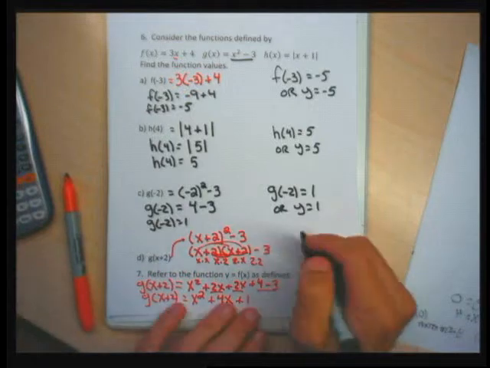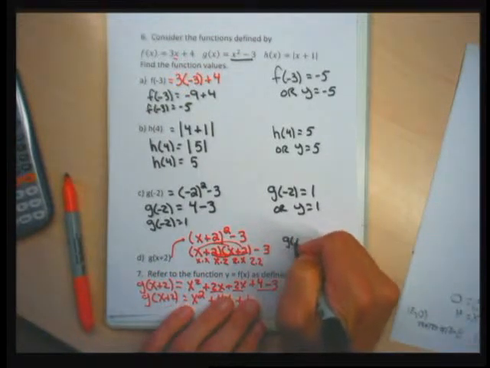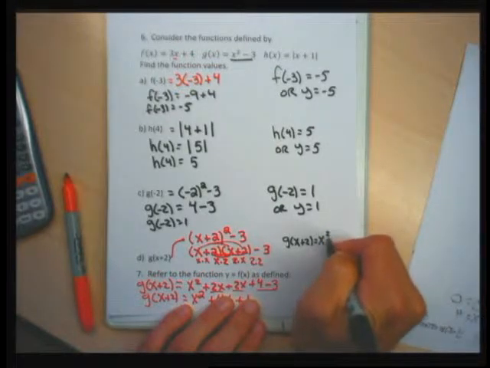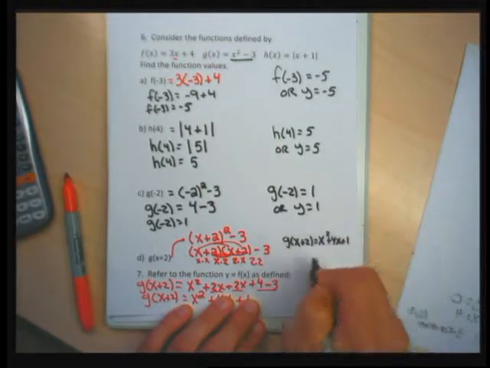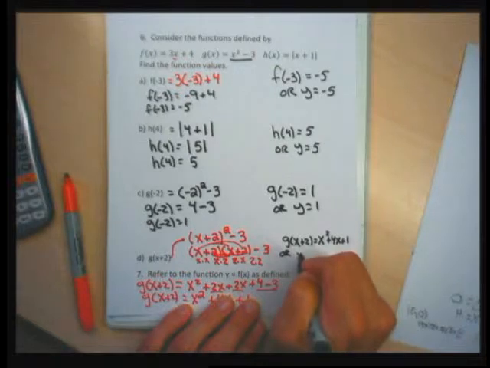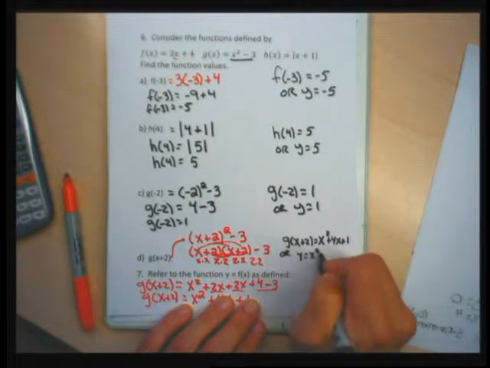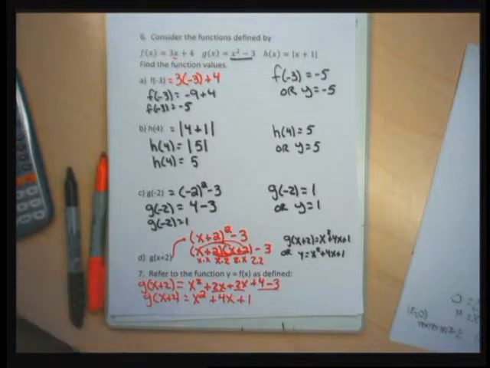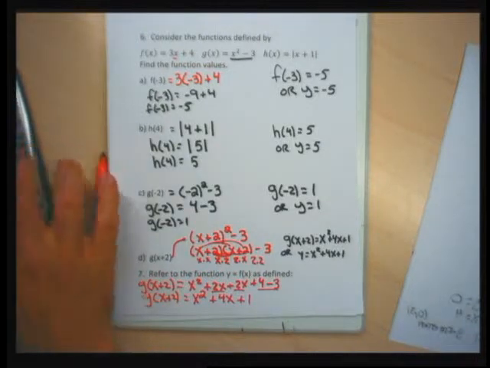So for an answer, I can say g of x plus 2 equals x squared plus 4x plus 1, or I can say y equals x squared plus 4x plus 1. Since it doesn't factor, I can't factor it, and even if it did factor, I'd factor and I'd stop. There wouldn't be more to do than that.